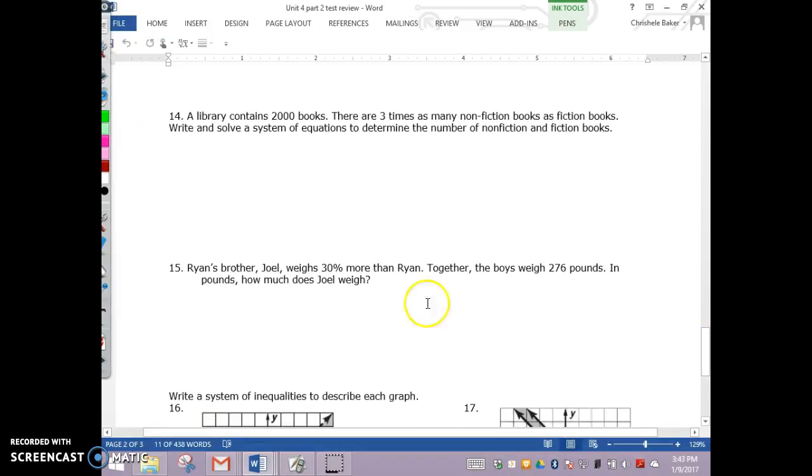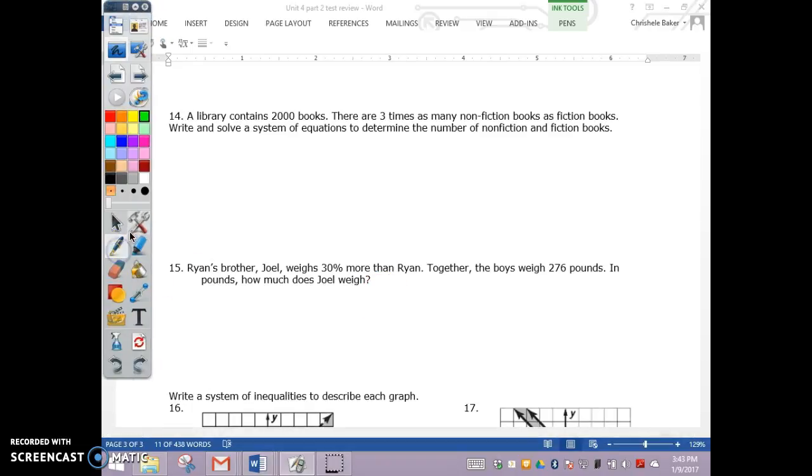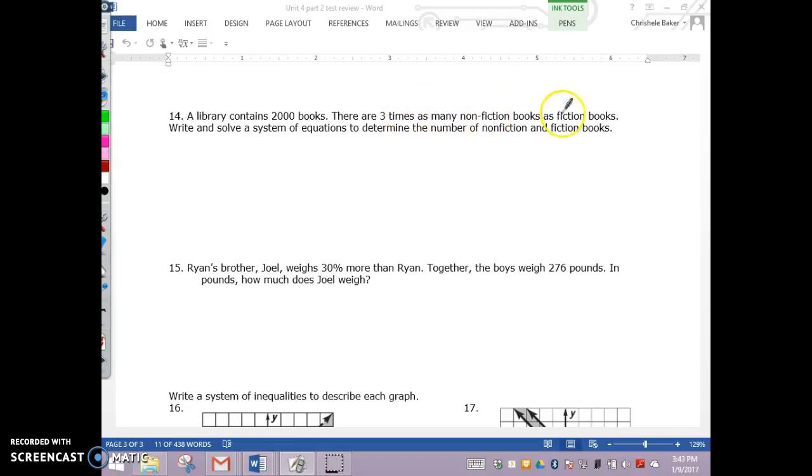Okay, a couple more. A library contains 2,000 books. There's 3 times as many nonfictions as fictions. So we have nonfictions and we have fiction. Three times as many nonfiction as fiction. Let's see if this works.